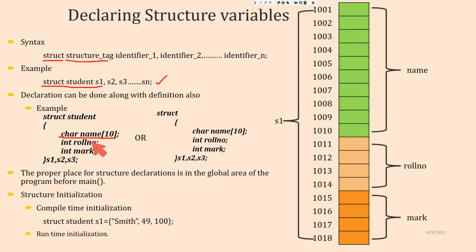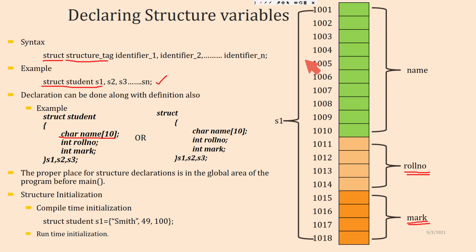Then I have int roll number. We already studied that an integer has 4 bytes, though it changes based on system architecture. Just assume I have 4 bytes for an integer, so I get 4 bytes to store an integer. So another 4 bytes represent roll number. Similarly, here I have int mark, another 4 bytes which represent mark.